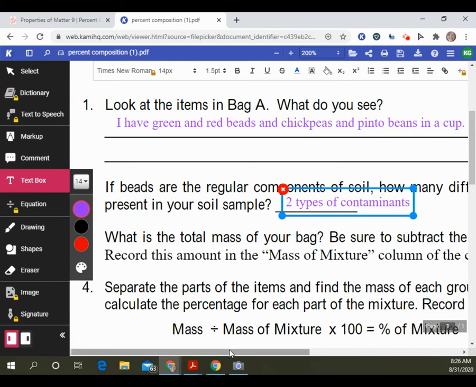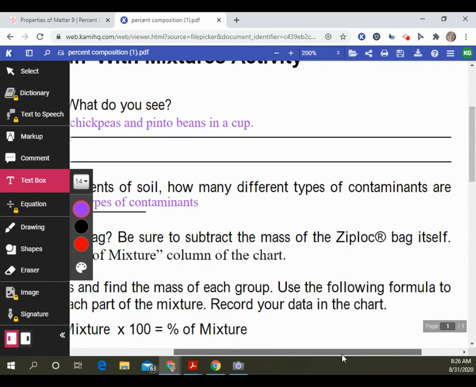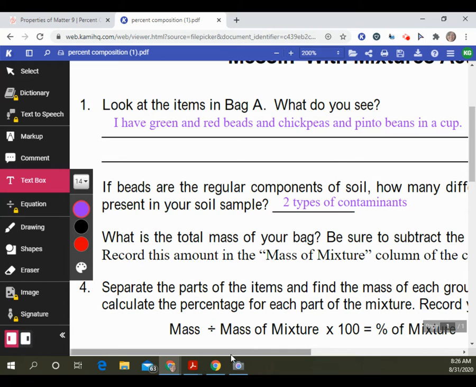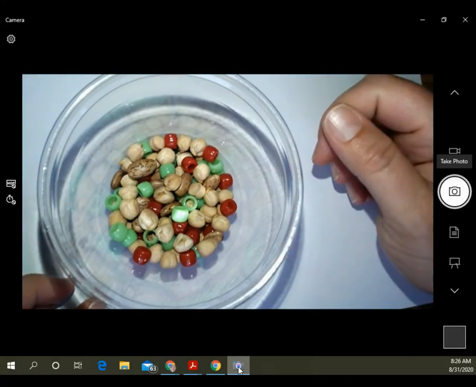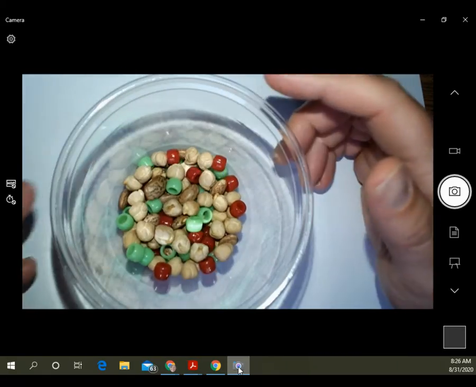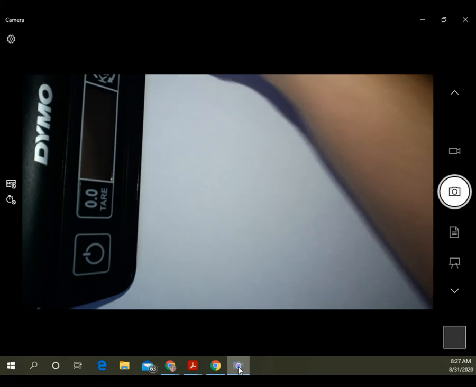What is the total mass of your bag? Be sure to subtract the mass of the Ziploc bag itself. Record this amount in the mass of the mixture. Well, let's go back to the camera and look at what we have. We have this cup here. So we need to know the mass of the cup and the mass of the stuff in the cup. So we're going to bring in our scale right here.